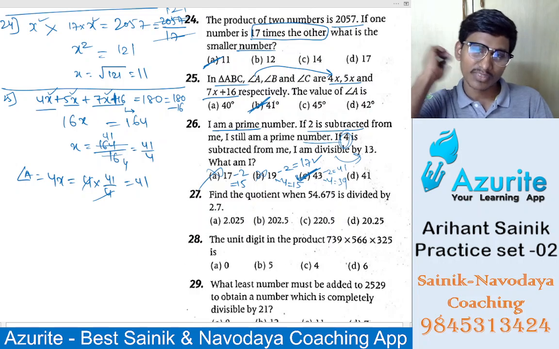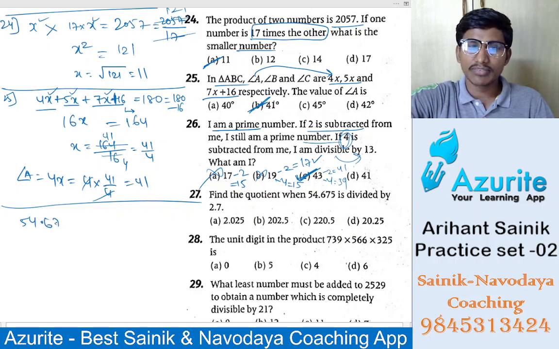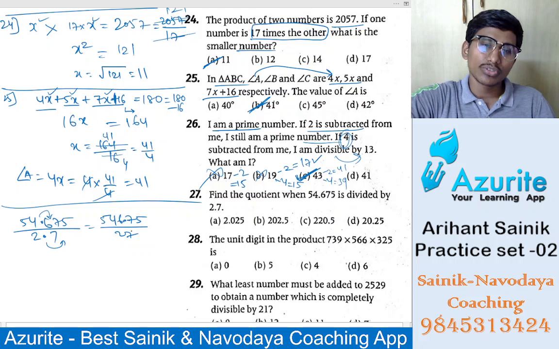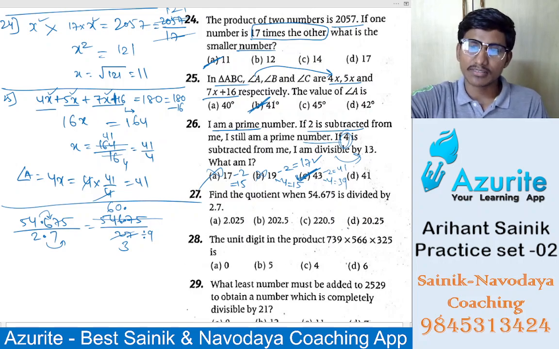Okay, sir. Now 27, find the quotient when 54.675 is divided by 2.7. So 54.675 divided by how much? 2.7. So here 1 point shift means here also 1 point shift. So here 546.75 divided by 27. Now you divide with the 9 table. 9 3s are how much? 27. 9 6s are 54. 6 is smaller, 0, then point, right? So it will be 20 answer, option D.